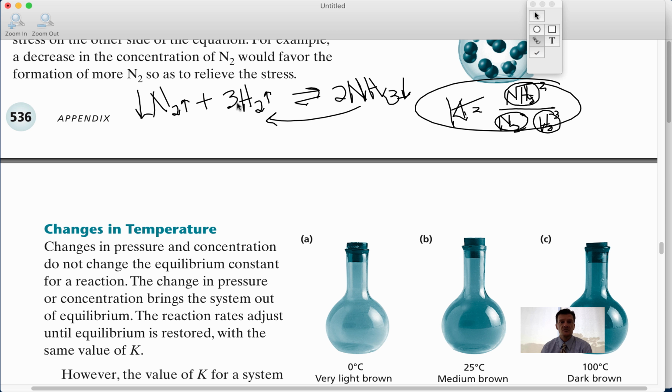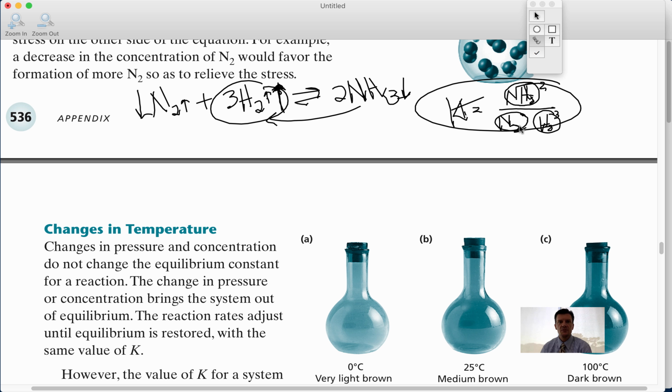If I was to increase something, let's say I added more hydrogen, so I increase hydrogen, okay? If I increase hydrogen, that means that I've upset this K value again. I just increased the denominator. It wants to get back to that same K value.